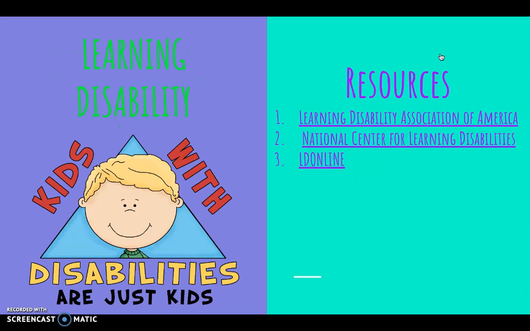The next category is specific learning disability, and this refers to a disorder where one of the basic psychological processes involved in understanding or using language, whether it be spoken or written, may manifest itself in the imperfect ability to listen, think, speak, read, write, spell, or do mathematical calculations. It can also include perceptual difficulties, brain injury, minimum brain dysfunction, dyslexia.